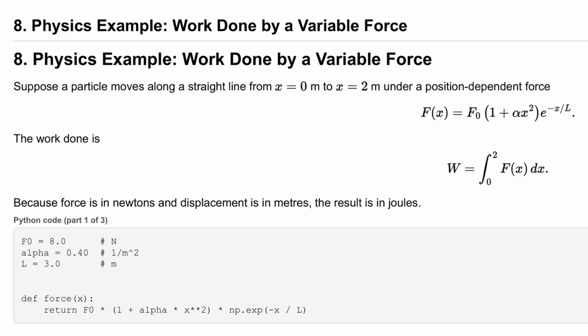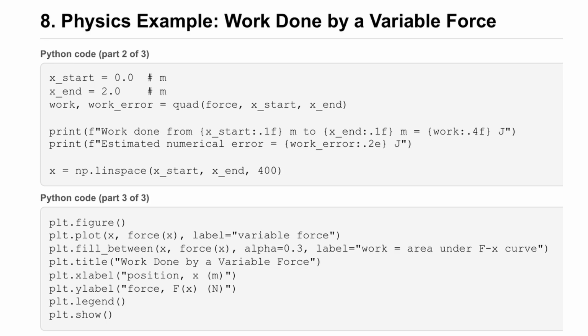Let us apply these tools to a physical example, specifically calculating the work done by a position-dependent force. The force function consists of a constant term multiplied by 1 plus a quadratic term, scaled by an exponential decay. We want to find the work done moving a particle from 0 to 2 meters. We define our physical constants, write the Python representation of the force function, and evaluate the integral. Then, we plot the force against position and shade the region corresponding to the total work done.